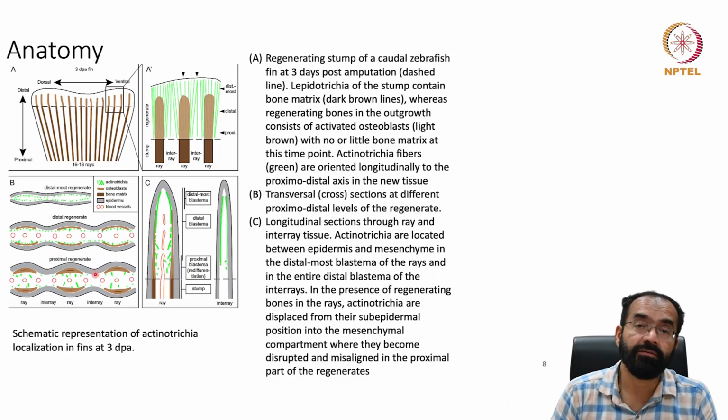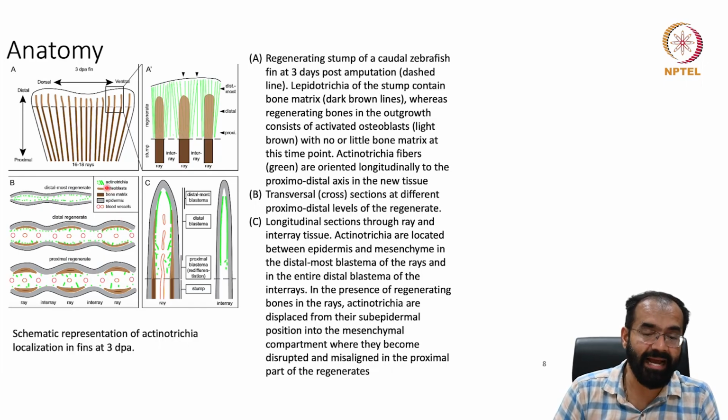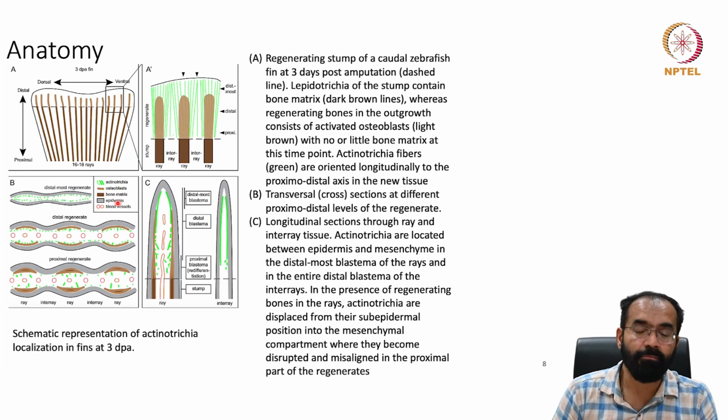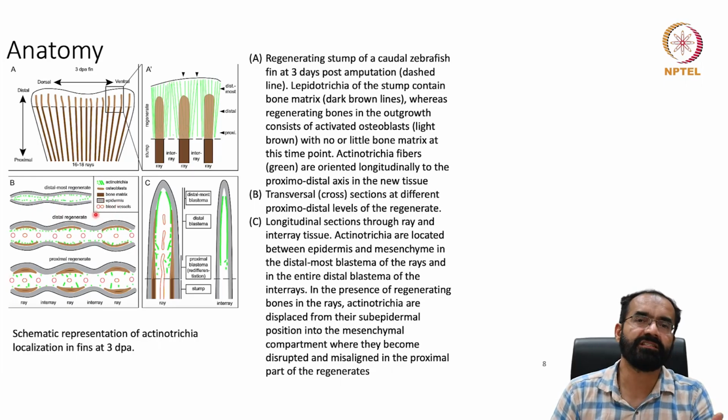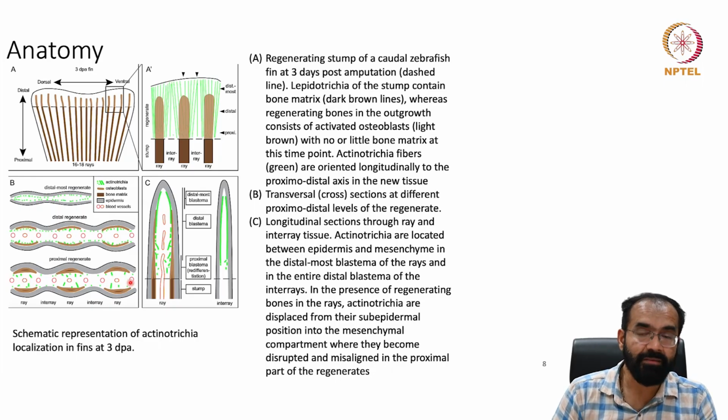So that is what you are seeing here. You have hemirays located here, and what is in this green color is the actinotrichia, and the osteoblasts are slightly brownish in color. Bone matrix is deep brownish in color, and the epidermis, which is the skin epidermis, is gray in color, and the red circles are the blood vessels. So you can see in the proximal, you have a very thick bony matrix of the fin rays, but still the hemirays are seen nicely.